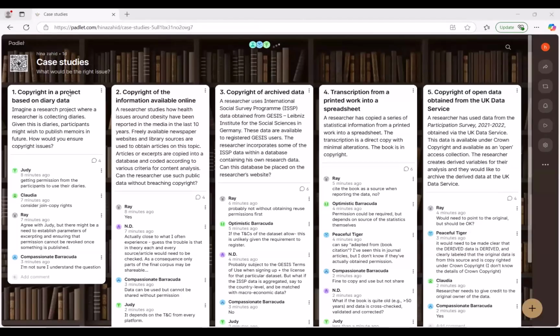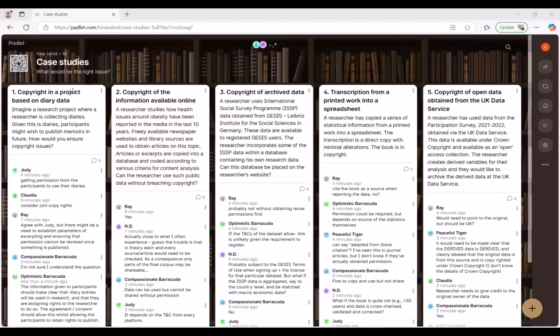But sometimes it happens that the owners of those diaries, the participants, also wanted to publish their diaries in future. So what could be the copyright issues in that case? You need to think about that. Who would be the copyright owner? How to resolve the copyright issues? So this was the question.